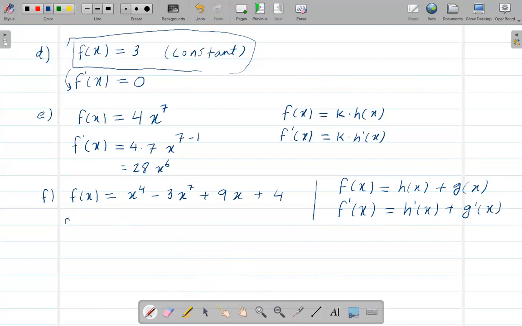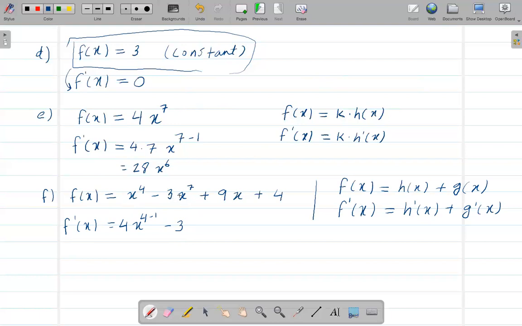So if I want to take the derivative of this f of x, I have to take the derivative of each single term. Here, x to the power 4, if I take the derivative of this, 4 is going to come down here, and x to the power 4 minus 1, there's a minus here. This 3 is multiplied with this x to the power 7, so this 3 will stay there, like I did here.